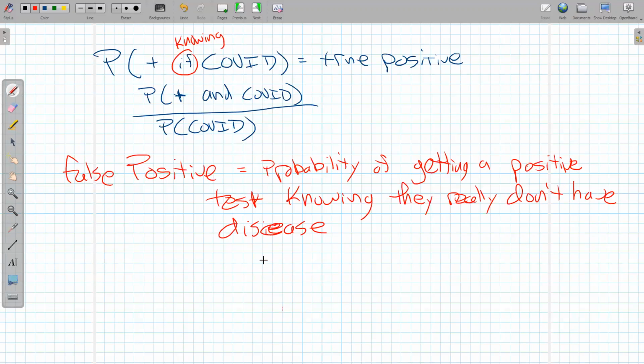All right, so back to false positives here. Probability of getting a positive test knowing they really don't have it. So if we put that in probability notation, it's the probability of ending up with a positive test, but it was wrong. So if they really don't have it, so no COVID in this case for the test. So to calculate the false positive rate, I look at only the people that have no COVID. So let's go do that.